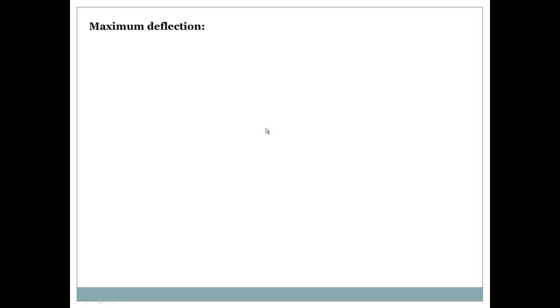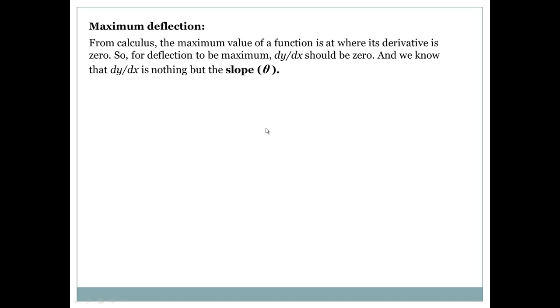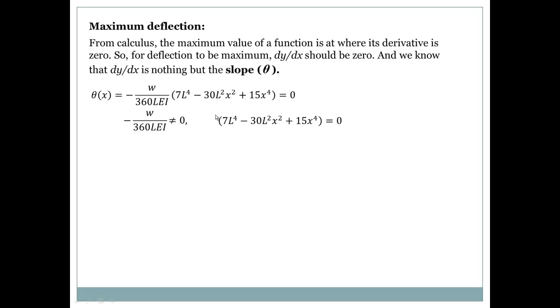Let's take a look at the maximum deflection. Remember, from calculus, the maximum value of a function is where its derivative is 0. So, for deflection to be maximum, the slope, or dy/dx, should be 0. And we know that dy/dx is nothing but the slope theta. So what I do is take the equation of the theta and make it equal to 0. Of course, this part cannot be 0, which means that this part should be 0. We need to solve this.